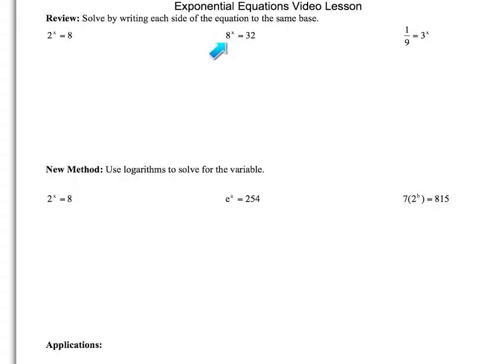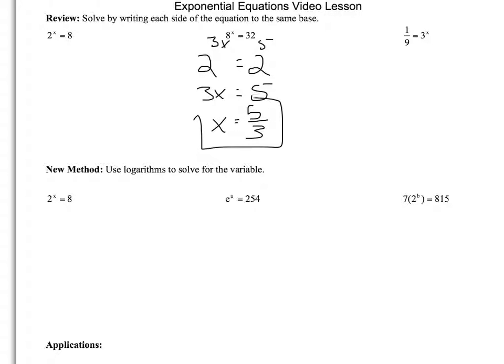So drop it even smaller. 2. Can you do 2 to a certain power to get to 8? The answer is yes. It'll be 2 to the third power times x. And then can you do 2 to another power to get to 32? The answer is yes, 2 to the fifth. Now that you have the same base, you set your exponents equal and solve for x by dividing by 3. So you'll get x equals 5/3.